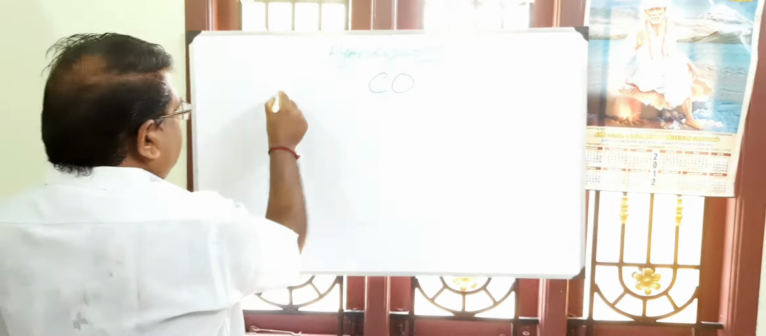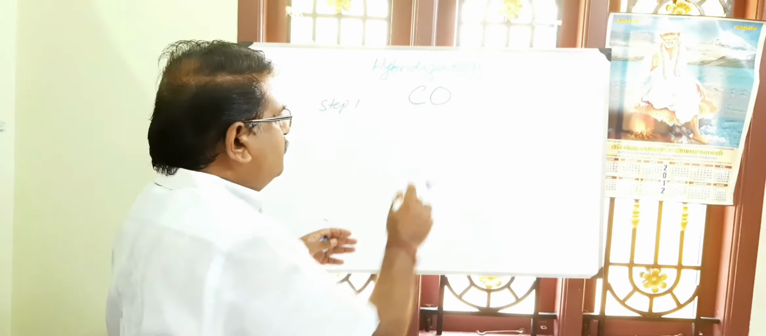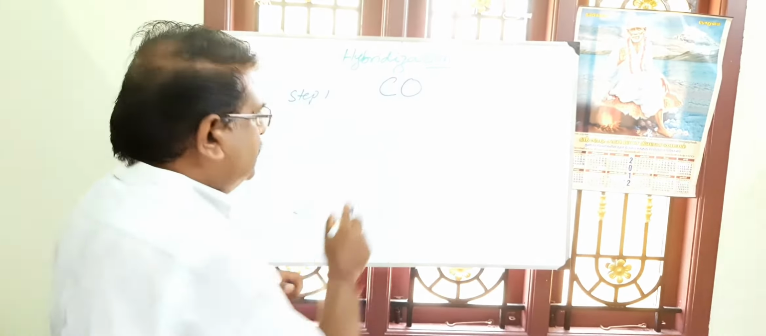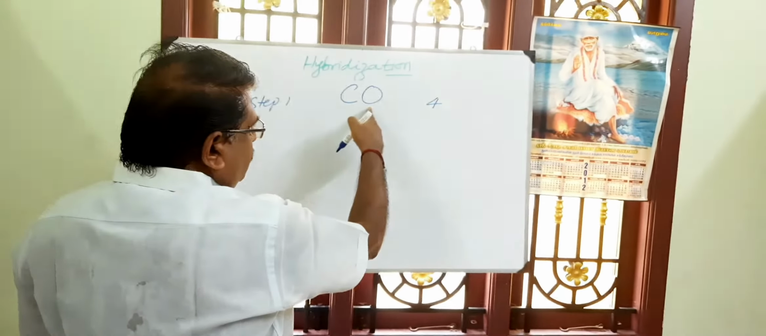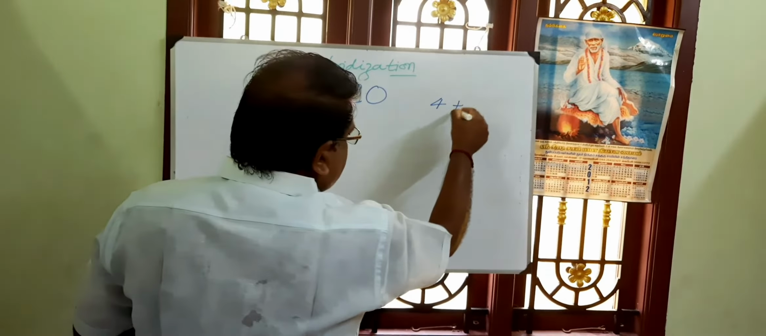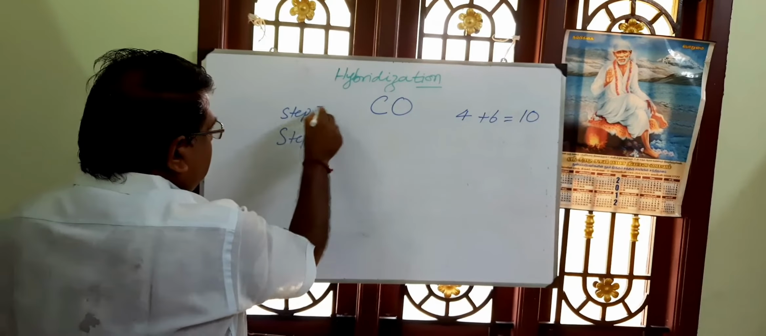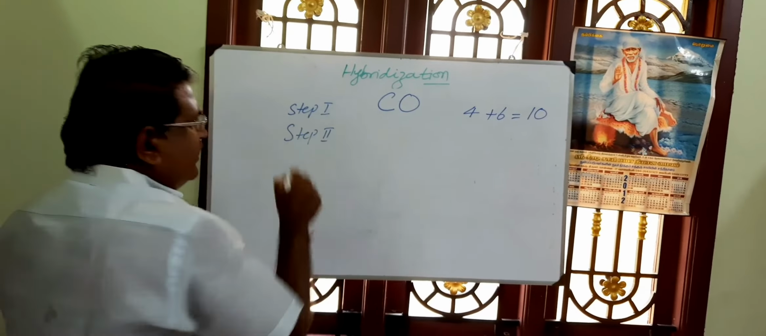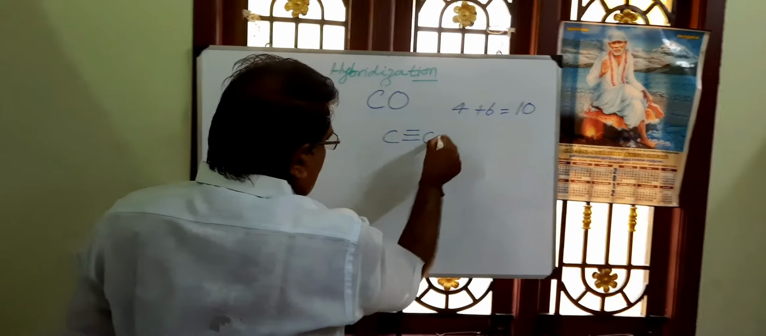So the first step, step number 1, is calculating the valence electrons of carbon and oxygen in carbon monoxide. The valence electron count of carbon is 4, we discussed already. The valence electron count of oxygen is 6. So we have 10 valence electrons in carbon monoxide. Now step number 2 is calculating the formal charge of carbon and oxygen in carbon monoxide. For that we have to assume the molecular structure of carbon monoxide. So consider this as the structure of carbon monoxide.